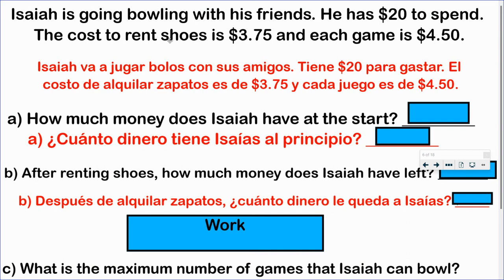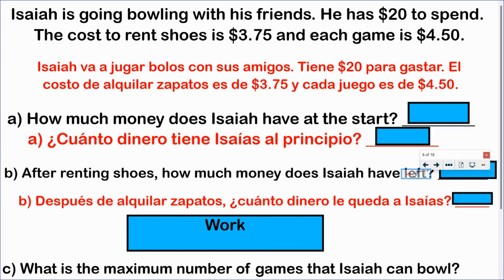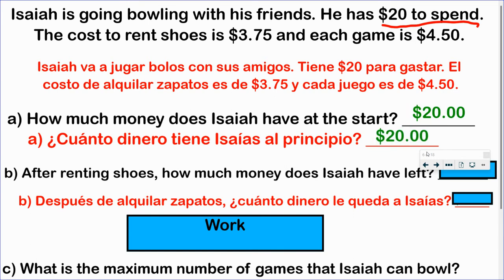So Isaiah is going bowling with his friends. He has $20 to spend. All right. The cost to rent shoes is $3.75. And each game is $4.50. So our first question, letter A, how much money does Isaiah have to start? Well, we found that in our very, very beginning sentence. So let's get a pen and underline the $20 he has to spend. So he has $20 to spend. So that's his beginning amount.